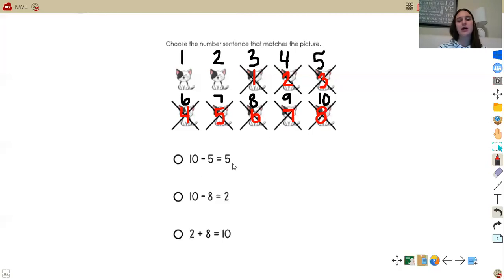So I know that this is not correct because I didn't take away 5, I took away more. 10 minus 8 equals 2. So I know that this is correct because I started with 10 and I took away 8 and I have 2 cats left over. So this answer is the correct answer.